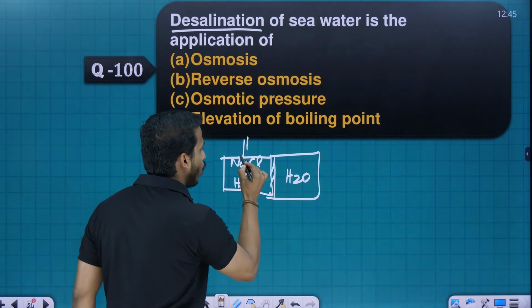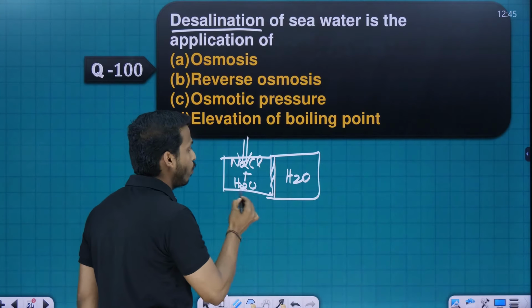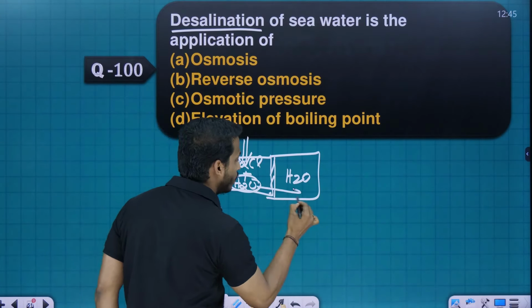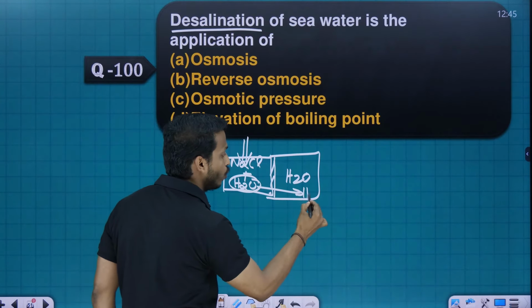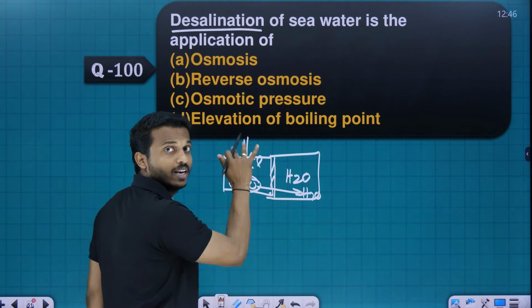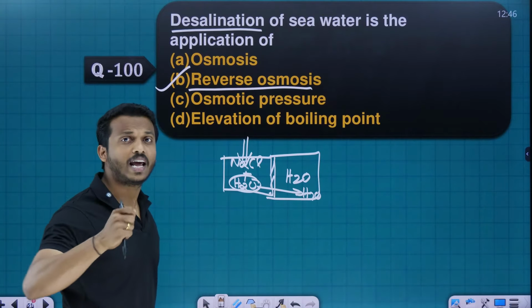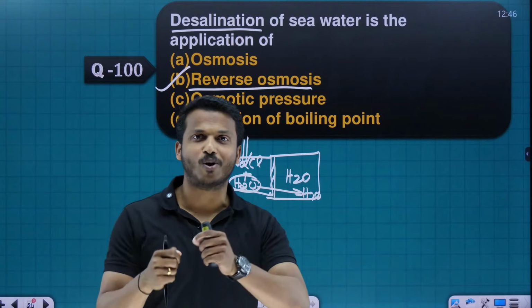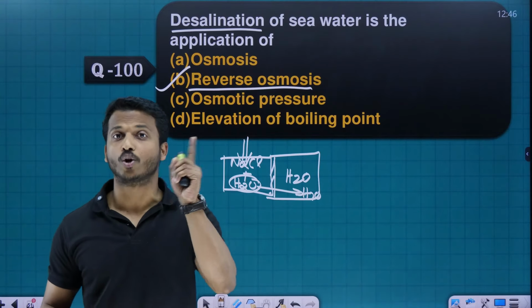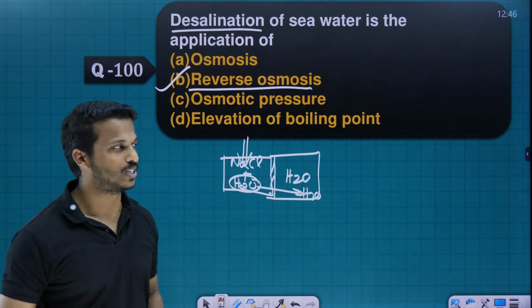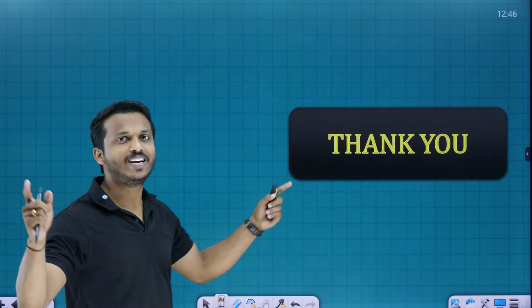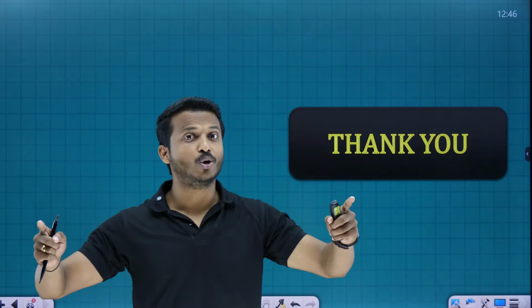If you apply more pressure on the solution side, the solvent goes from solution to solvent. So H2O you will get here, and NaCl we can remove. That is reverse osmosis. Desalination or purification of seawater is done by which process? Not osmosis, reverse osmosis. So these are our 100 questions from the chapter Solutions.